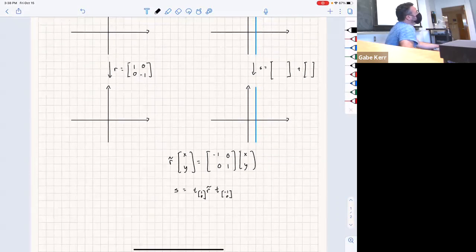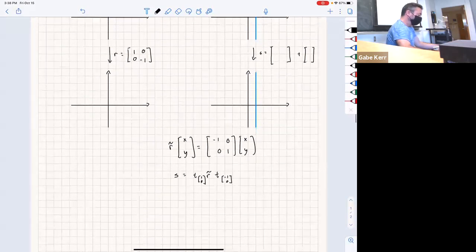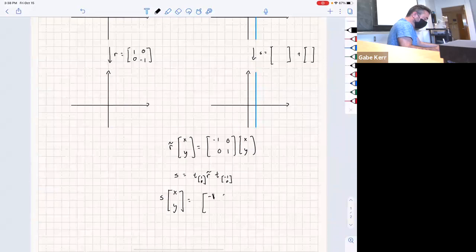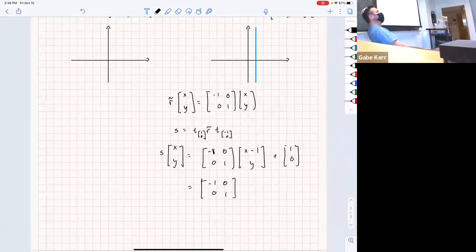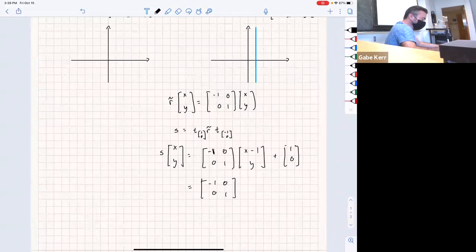So now we have this. Maybe we should just write it and see if we get something sensible. So that means that S of x, y should equal the matrix minus 1, 0, 0, 1 times x minus 1, y, plus 1, 0. So let's simplify that and see what we get. There is a formula in the book for the commutation of the reflection, but I don't remember it. I'm just doing it by hand. If you remember it, you'd probably be faster. So I'm going to multiply essentially negative 1, 0 by this matrix. That'll give me 1, 0. So this will be plus 2, 0.